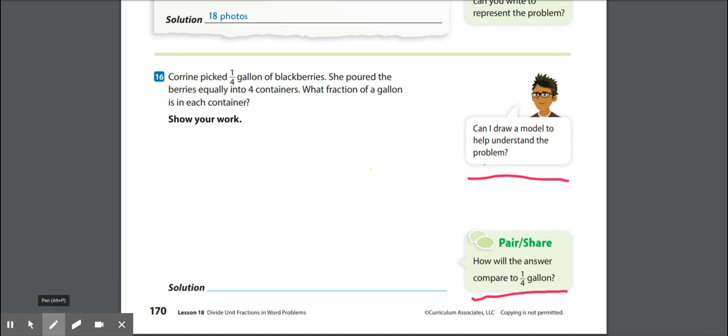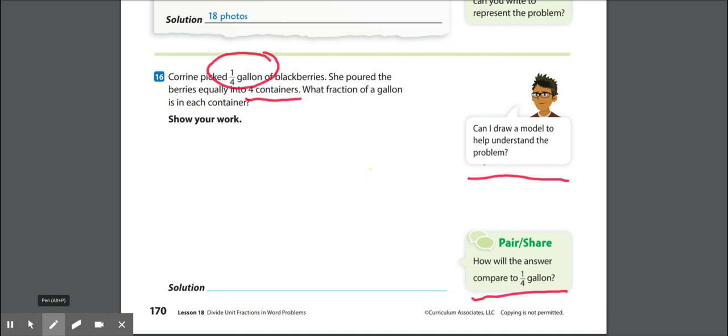Corinne picked 1/4 gallon of blackberries. So if you're thinking about a whole gallon, did she pick 1 whole gallon? If not, maybe I should do something with that gallon. So once she had her blackberries picked, she poured the berries into 4 equal containers. So of what she picked, she then split them up into 4 equal containers. What fraction of a gallon is in each container?